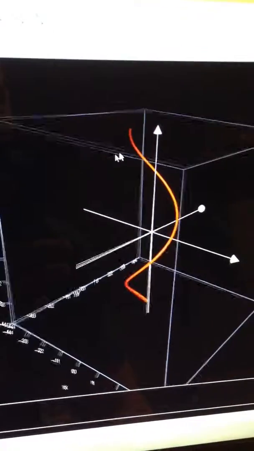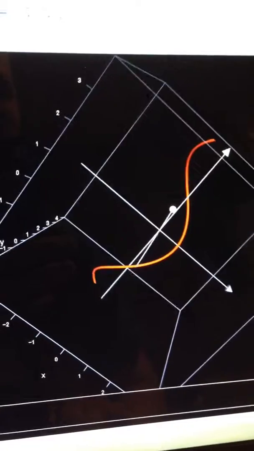So this is just a spiral, you can see it all over the place.